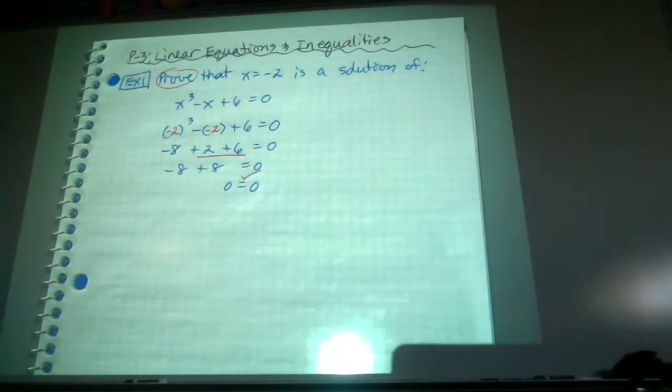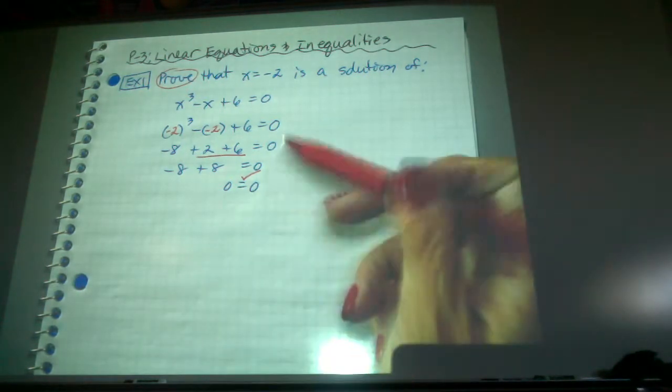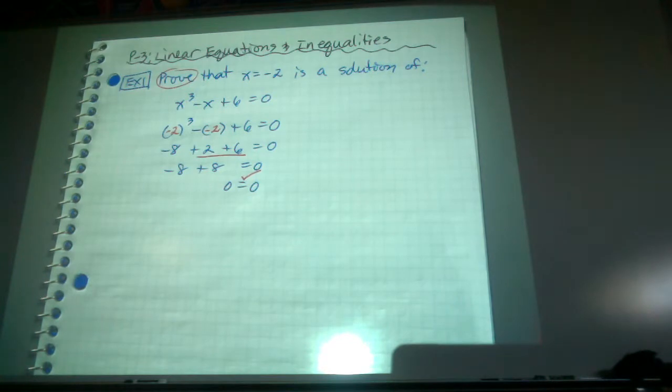When you're proving it, you have to show the left side equaling the right side. You can't leave that part off. So don't stop short here. You just prove it. Done. All right. Let's look at actually solving an equation.